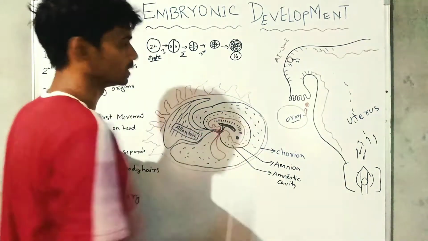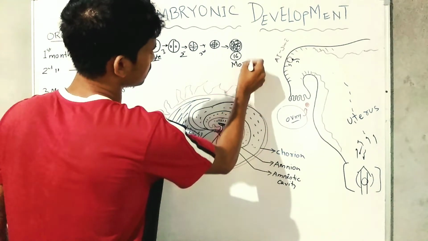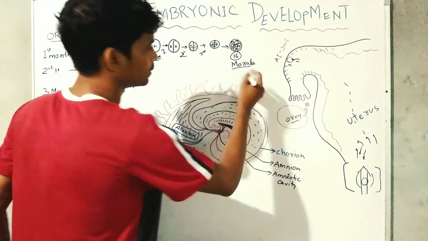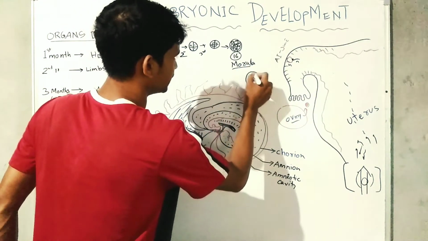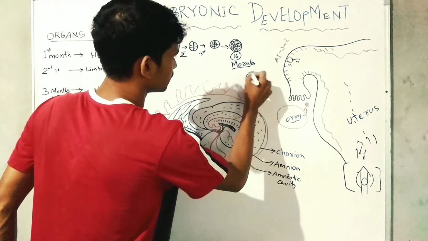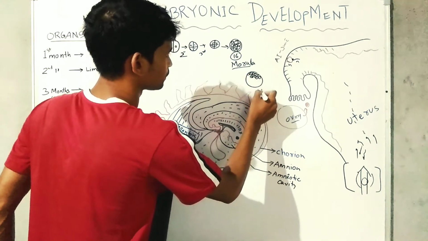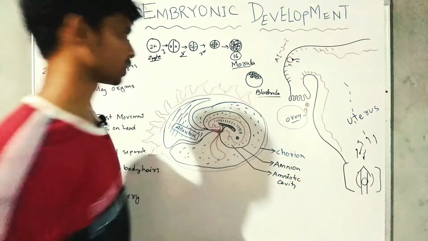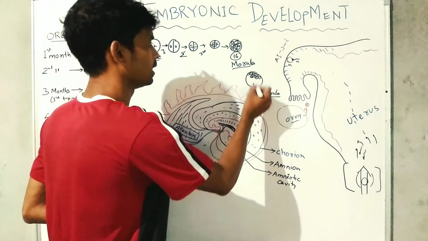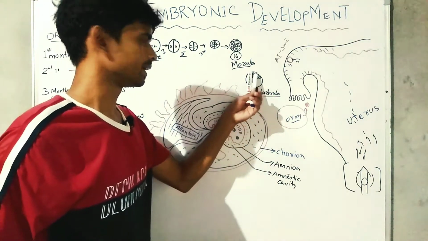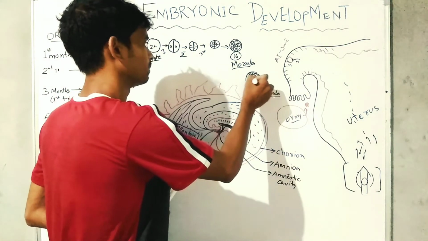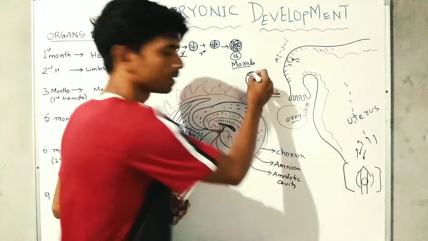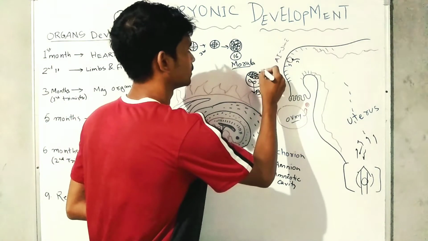This will be called the morula. After that the cells will be concentrated at one end, and this structure will be called the blastula. In the blastula there is a blastocoel, and here is the cell mass. Here will be the blastocoel, and here will be the blastocyst.